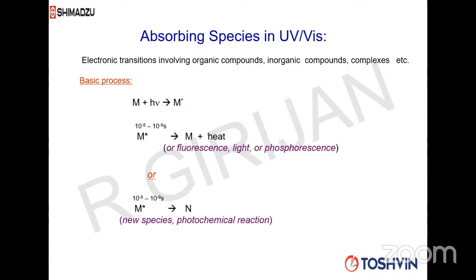It can come out in the form of fluorescence. That is what we study in fluorescence spectroscopy. It can come out in the form of light. It can come out in the form of phosphorescence. So these are the possibilities. But anyway, whatever energy is absorbed by the molecule will come out.